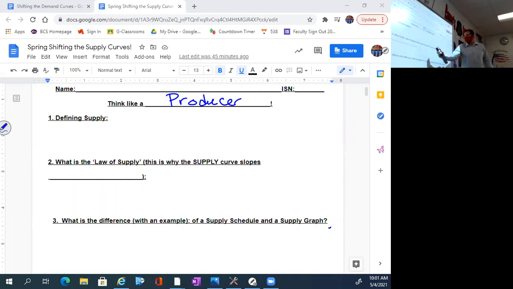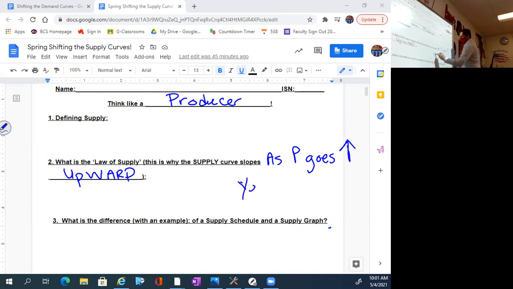So what is the law of supply? This is why the supply curve slopes upward. Here's what the law of supply says. As price goes up, you supply what? More or less.